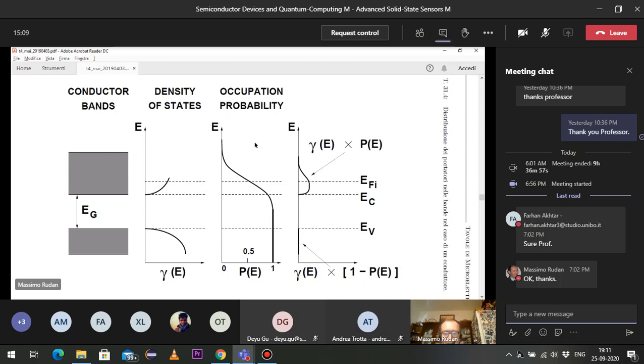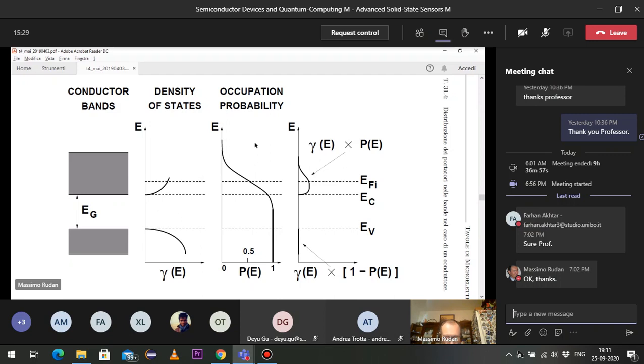And you remember that the area subtended by the curve gamma times P, that is indicated by the arrow, the area is the concentration of the electrons of the conduction band.